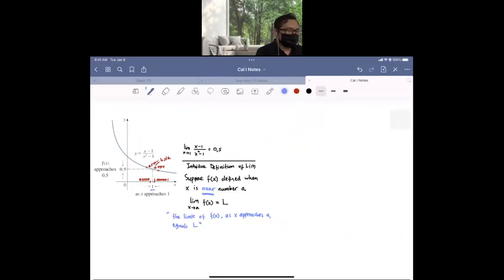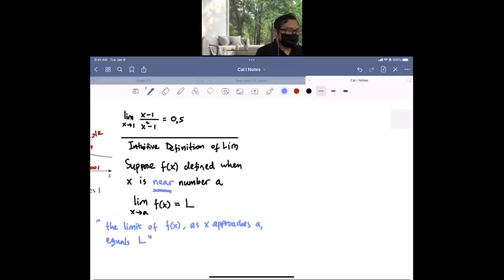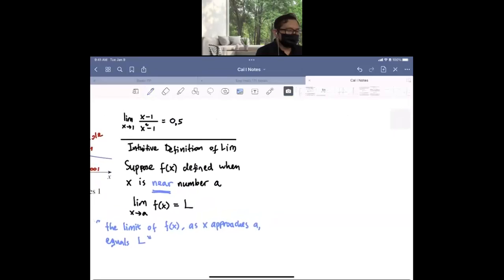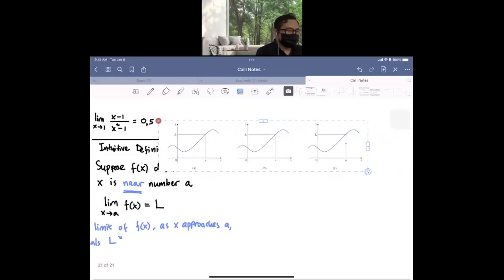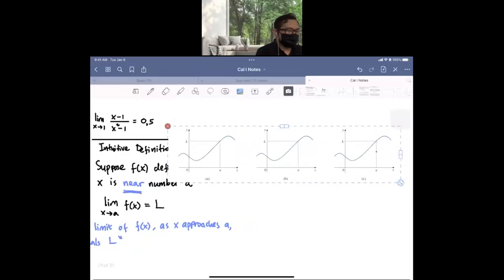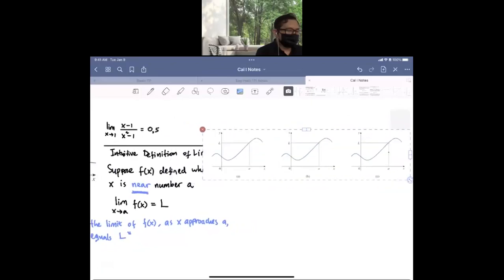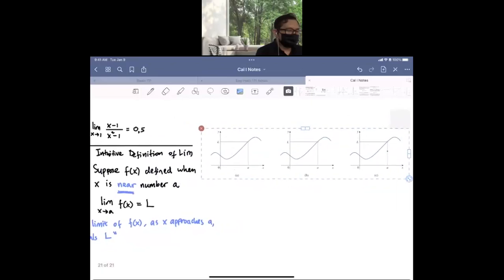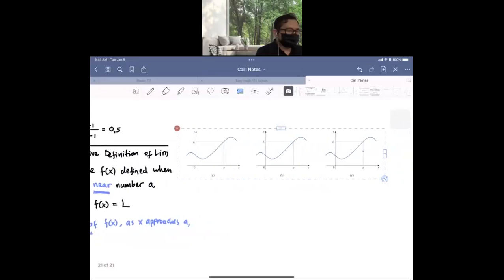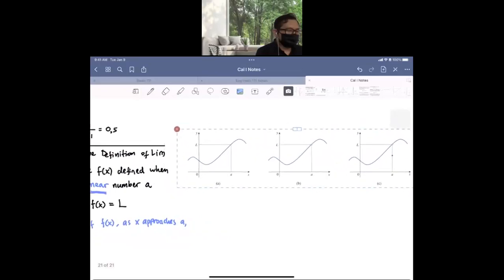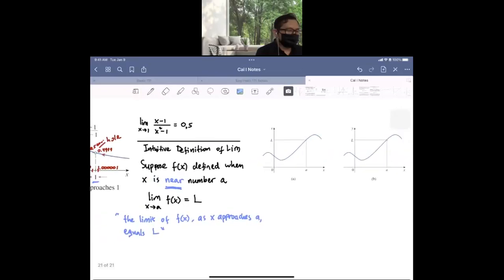Okay, let me give you another example. Now from these definitions, we can arrive at some possibilities for the graph.